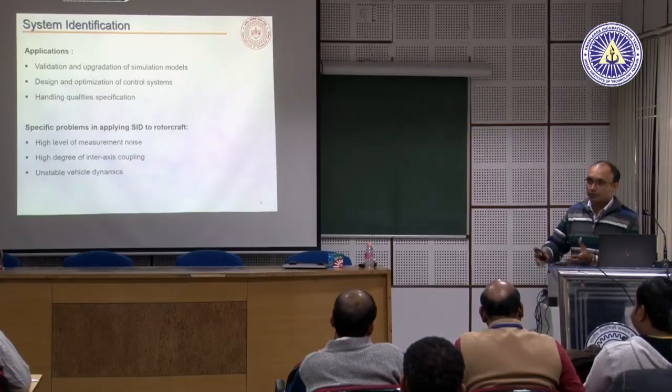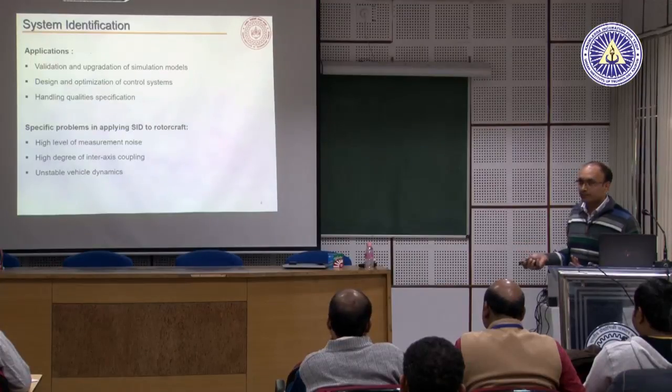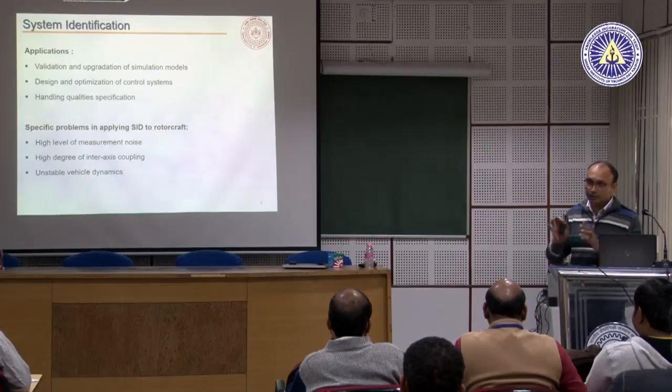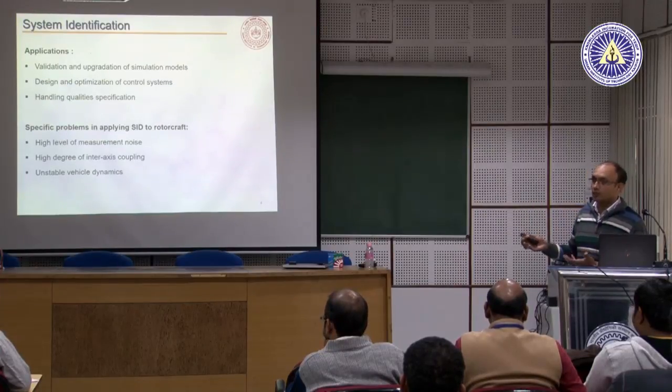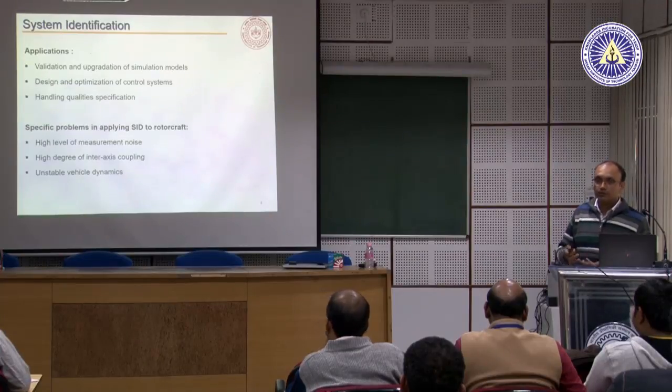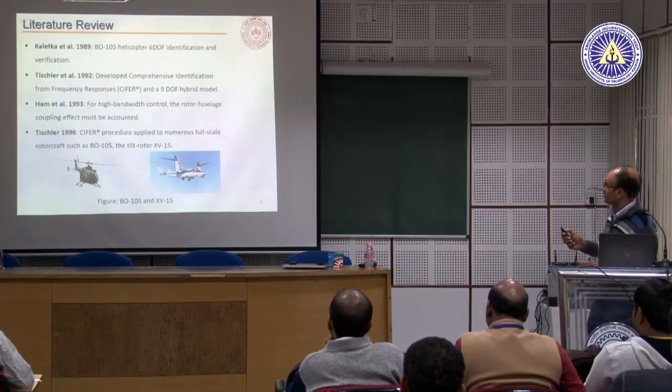So this vehicle, to begin with, is unstable. So how would I fly that actually? I cannot fly it, so I cannot do system ID. So I would need some other way to at least have some basic controller on board. Then only I can fly it, and then I can do a more comprehensive identification, and from that I can come up with a better control design. So these are the challenges.